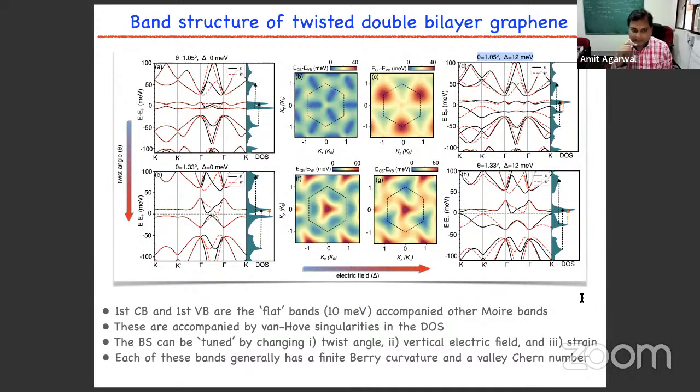So the takeaway from this slide is, first conduction and first valence band. So these two bands basically, which are within 10 meV of the Fermi energy, are the flat bands. And they are accompanied by these higher bands, which are dispersing, and they are typically called these Moire bands in the literature. Of course, these flat bands are accompanied by Van Hove singularities, etc. Even this Moire dispersing band that we are talking about, they are like 20, 30 meV in bandwidth, and they also have Van Hove singularities actually. So this is something which we miss sometimes, but that also you should keep in mind, that these Moire bands can also give rise to interesting physics basically.